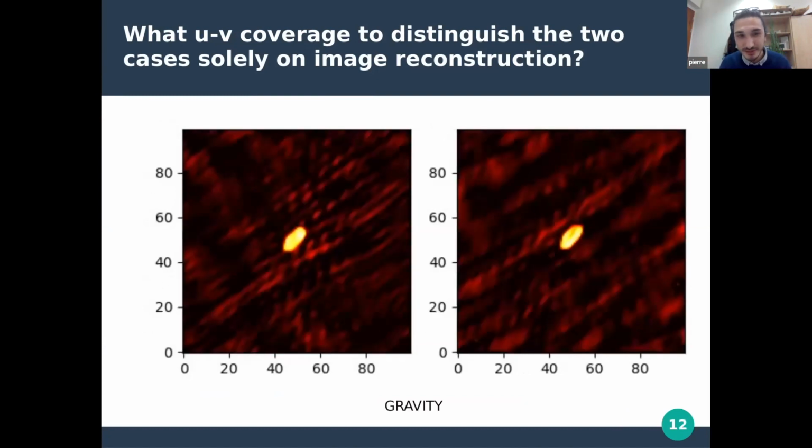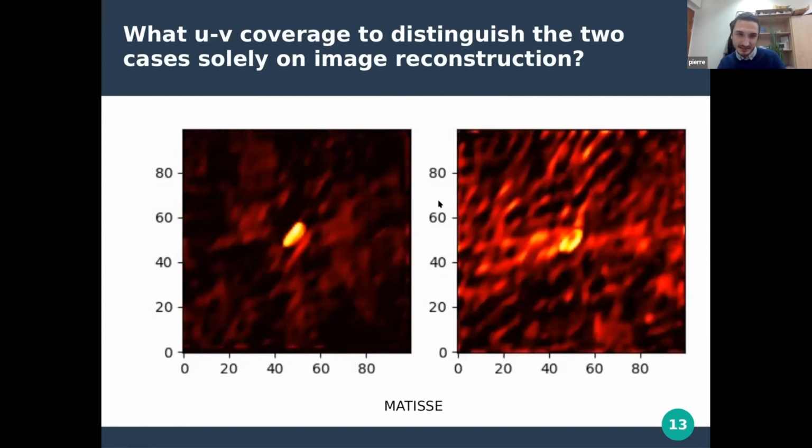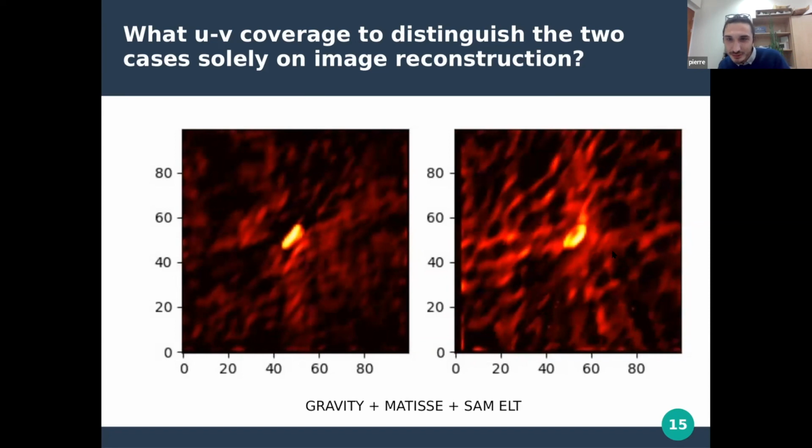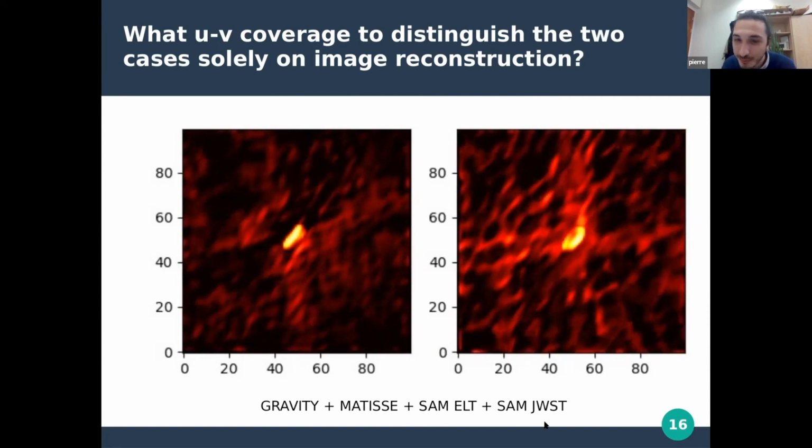So this is just with gravity. We cannot really distinguish the 2 situations. This is with Matisse, where we can see the extensions of the jet that start to appear. Then I combined it with a fake aperture mask of the ELT. Well, it kind of improves the reconstruction. Then, considering the name of the conference, I added the sparse aperture masking of the JWST without much improvement.